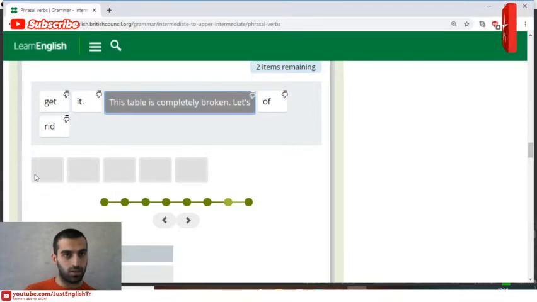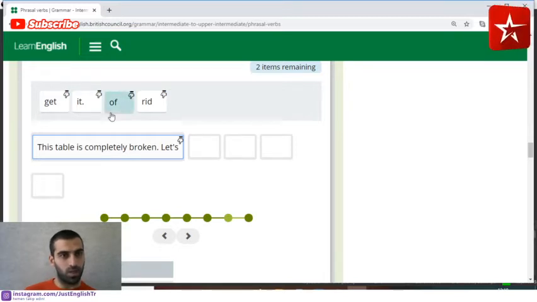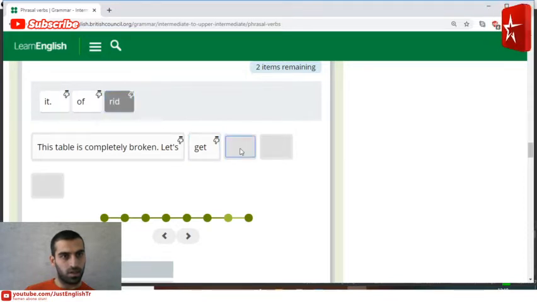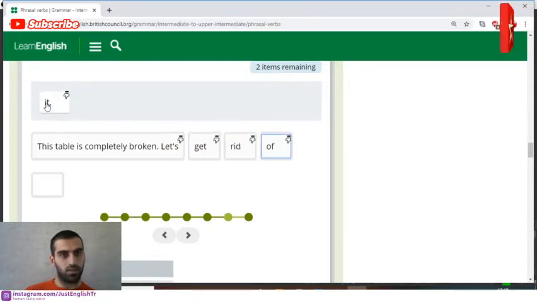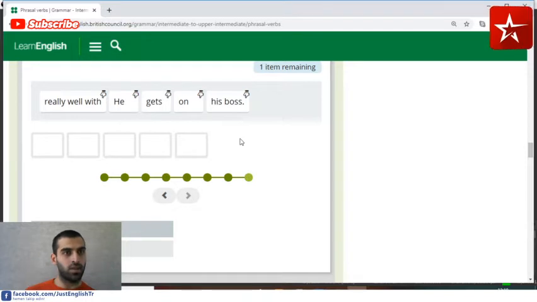Okay, right, that's the correct answer, guys. Thank you for your fantastic answers. This table is completely broken. Let's get rid of it. Yes. Okay, and the last one. Let me check your comments, whether they are correct or not. Büşra Yavuz, this table is completely broken. Let's get rid of it. Yes, great. Thank you, Büşra. That was a fantastic, awesome answer that you wrote.